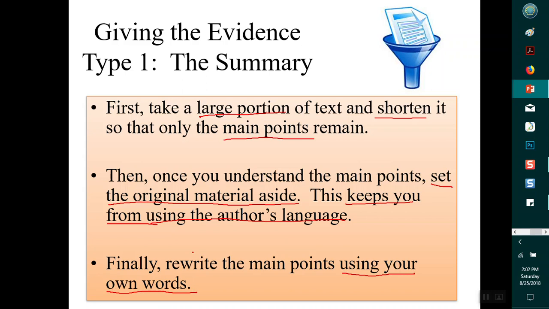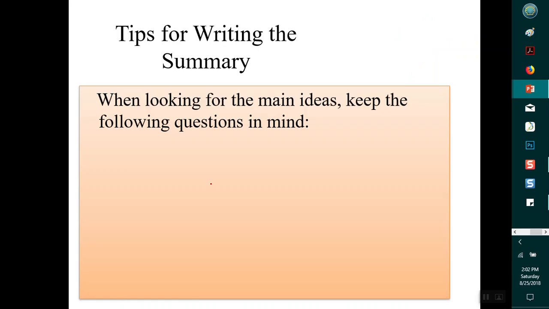Now, we still cite it because it's not your idea. It's the author's idea. So, tips for writing a summary. If you are looking at a smaller piece of text like a paragraph, you can ask, what is the topic of the paragraph? If you have a longer thing, you can look at what is the topic of each paragraph of this article.